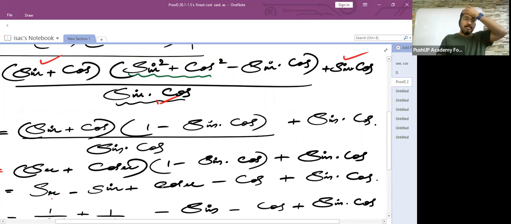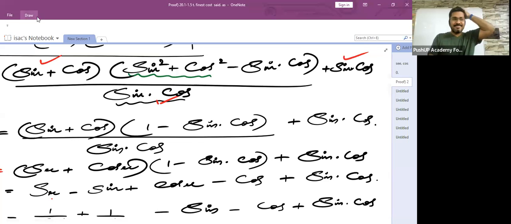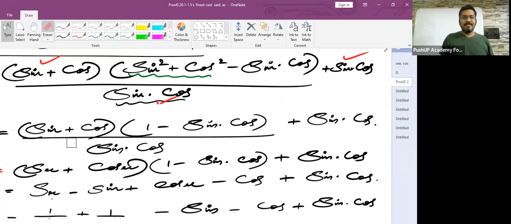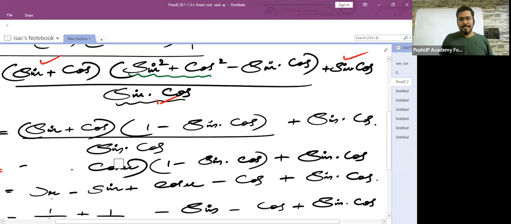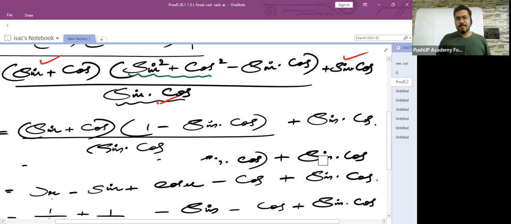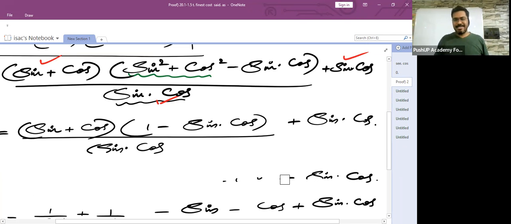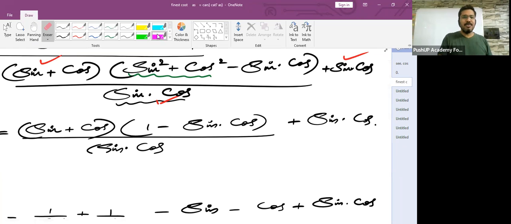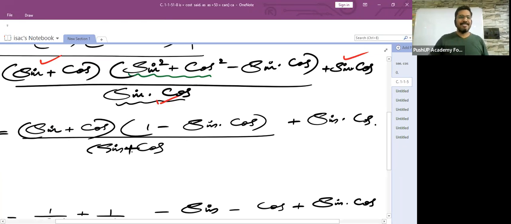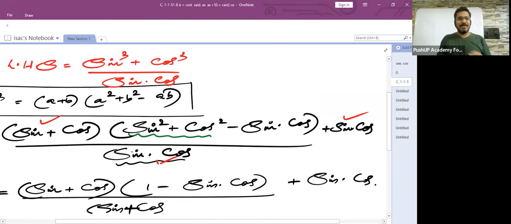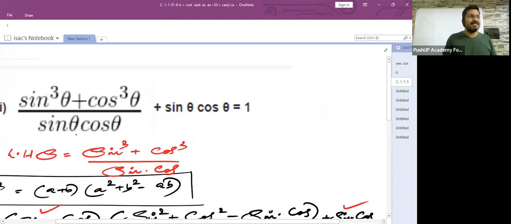Oh, children. Listen. So sorry, there was a mistake in the question. Children, this wasn't sine into cos. This was sine plus cos, okay? So sorry. This is a printing mistake. It's sine plus cos.